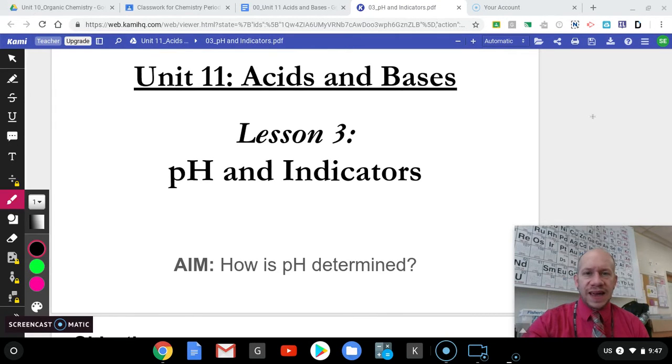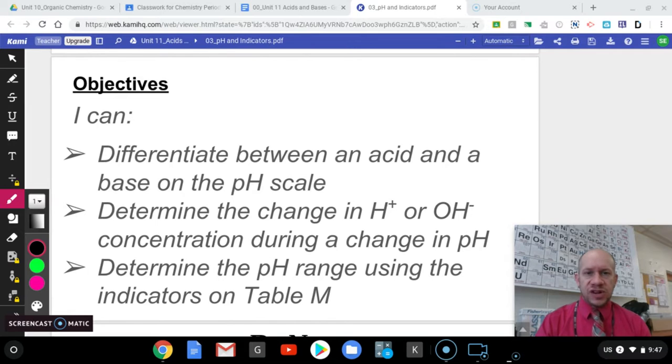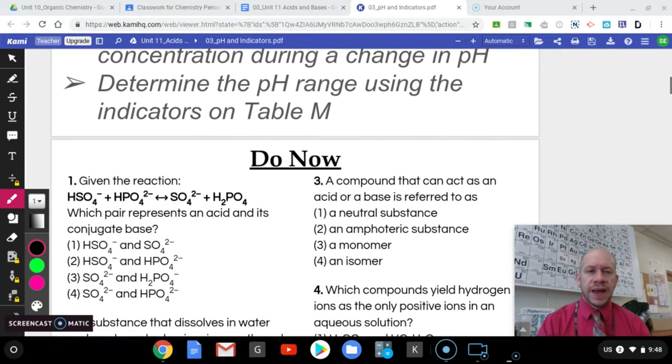This is Unit 11, Acids and Bases, Lesson 3, pH and Indicators. How is pH determined? The objectives of this lesson: I can differentiate between an acid and a base on the pH scale. I can determine the change in hydrogen ion or hydroxide ion concentration during a change in pH. I can determine the pH range using the indicators on Table M. Do now.